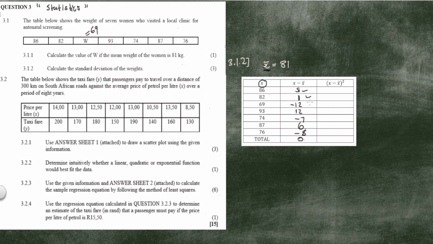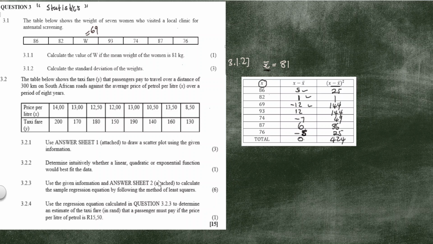Then we take these values and square them. We take x minus x bar, then we square. 5 squared is 25, 1 squared is 1, then 144, 49, 36, 25. Negative 5 squared is 25. Adding everything up, we get 424.